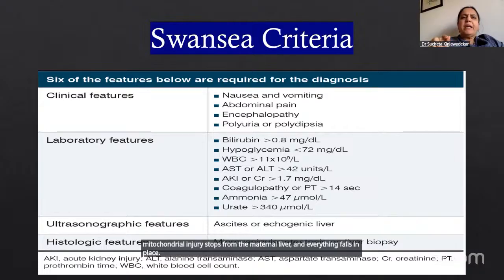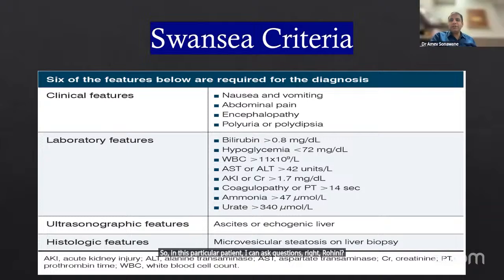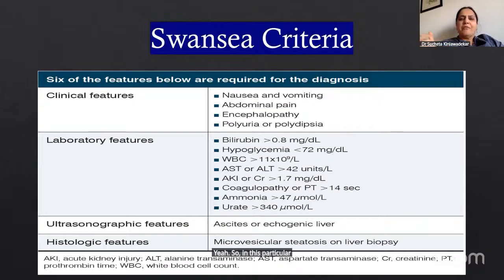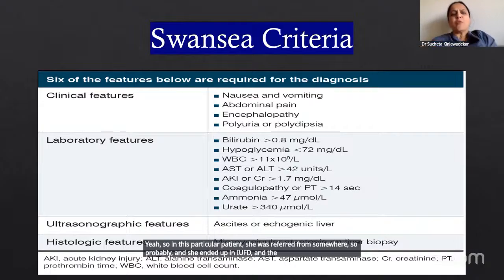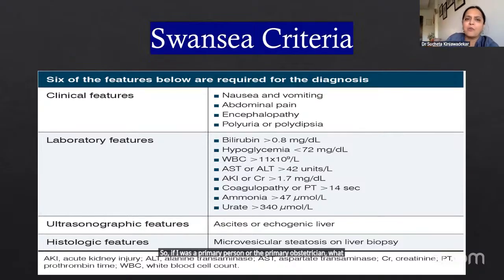So in this particular patient, can I ask a question, Rohini? Sure, ma'am, of course. So in this particular patient, she was referred from somewhere, and she ended up in IUFD, and the disease itself progresses very fast. So if I was a primary obstetrician, what is the red flag?